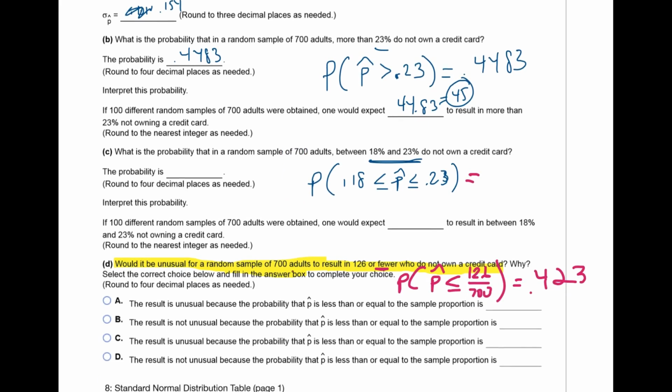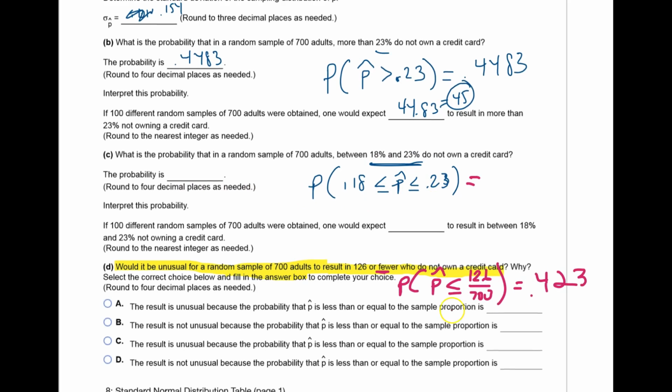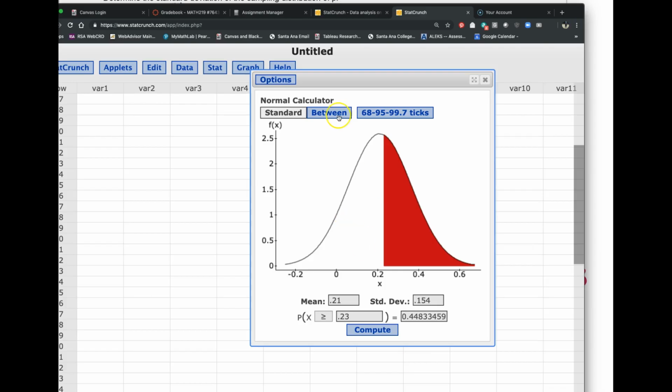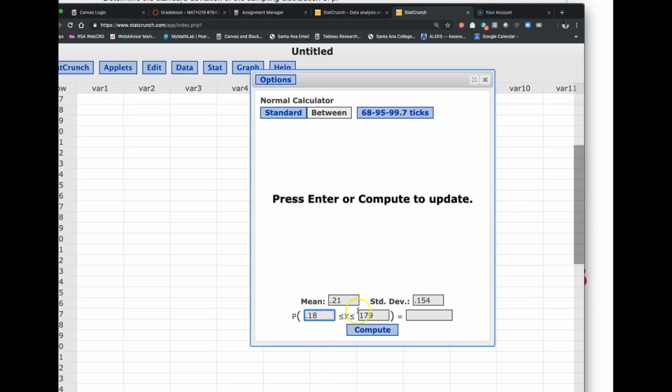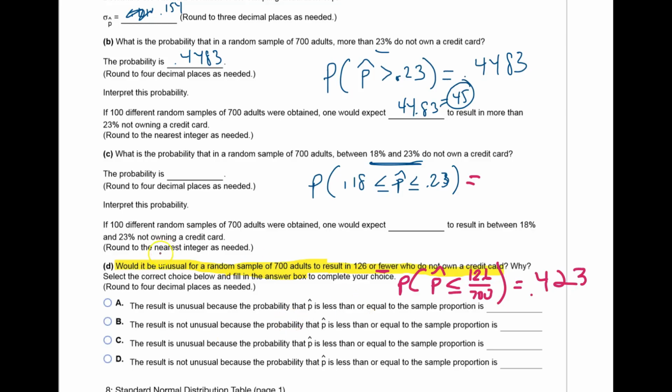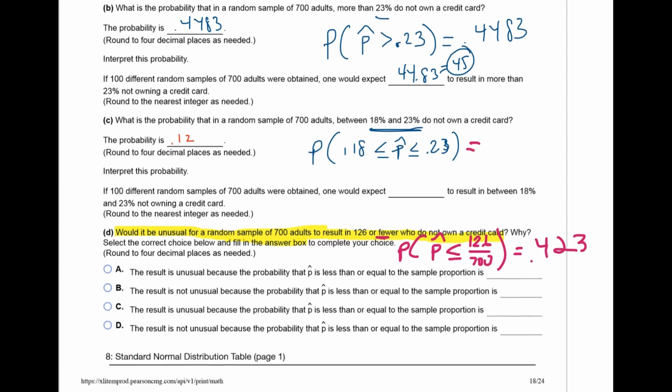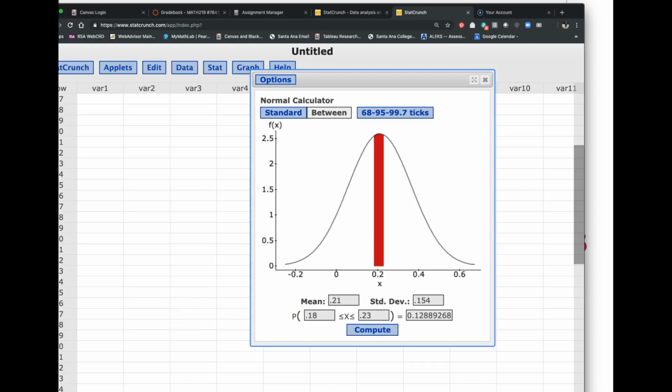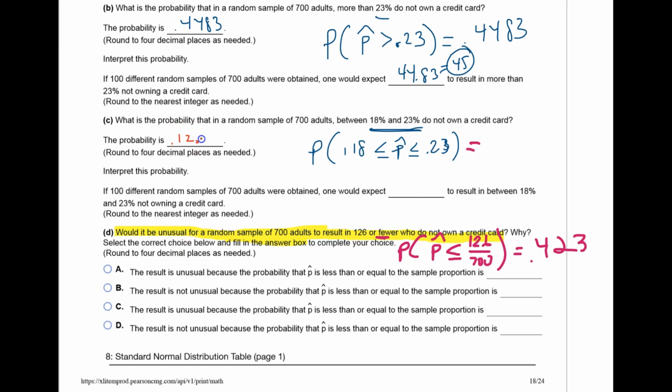What is the probability that a random sample of 700 adults is between 18% and 23%? What's that probability? That answer would be the same. We changed nothing, and we're looking for 18 to 23%. So you put 0.18. I would put 0.23 there, compute, and so I get 0.1289, 4 decimal places. That's what we get there.